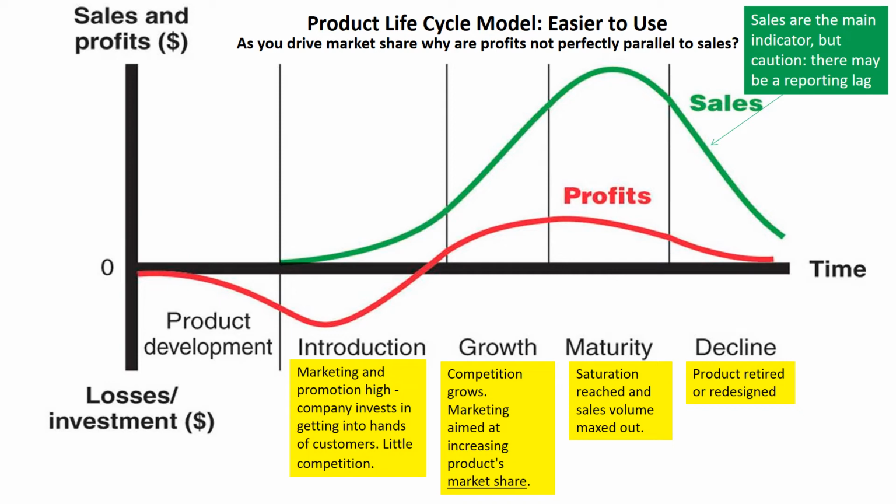During the growth stage, competition is likely to grow, and here the business will want to be aimed at increasing its share of the market. Once they enter the mature phase of the cycle, they've reached saturation point and sales will begin to decline. In the last phase of the cycle, the business will want to decide if it's time to divest of the product or maybe redesign it to change its trajectory.